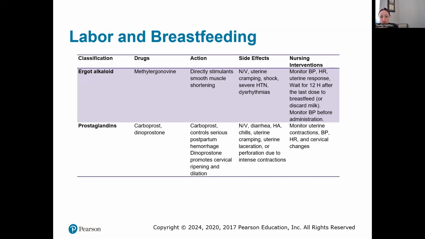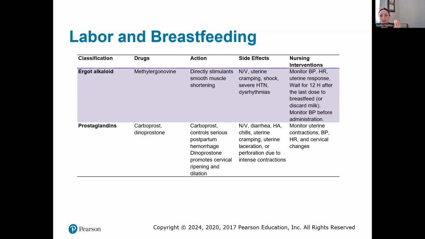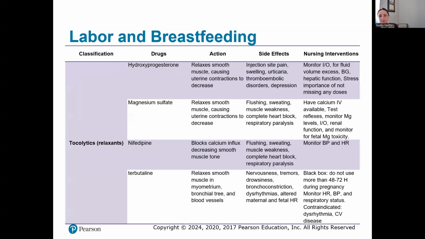Nausea, vomiting, diarrhea, headache, uterine cramping, uterine lacerations, or perforation due to intense contractions. So monitor their uterine contractions, monitor their blood pressure, heart rate, and for cervical changes, because we want to make sure it was effective. And when you feel a cervix, that's how you know, when they do the cervical checks, if it's dilated, if it's very thin. They'll explain what that is in OB.